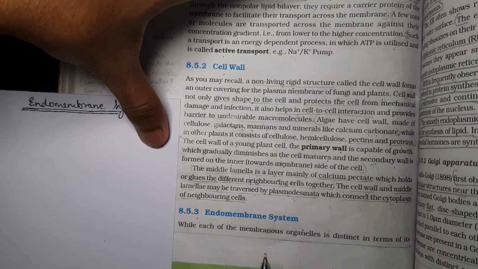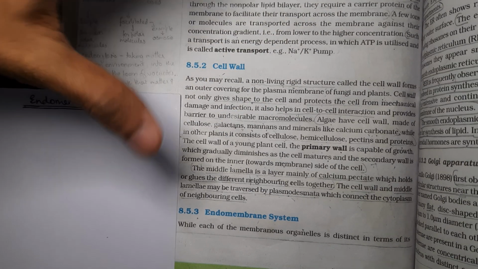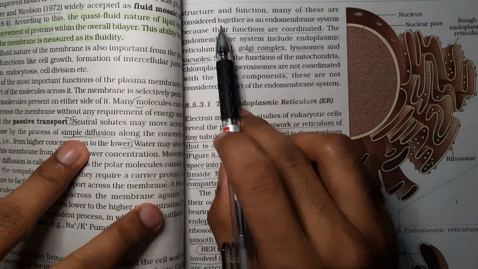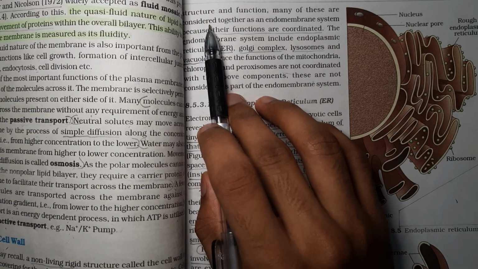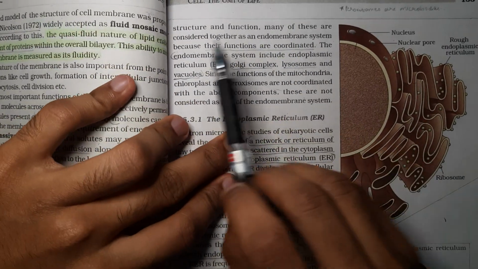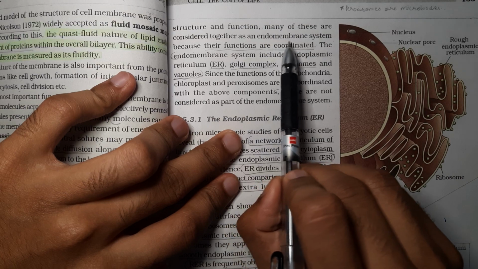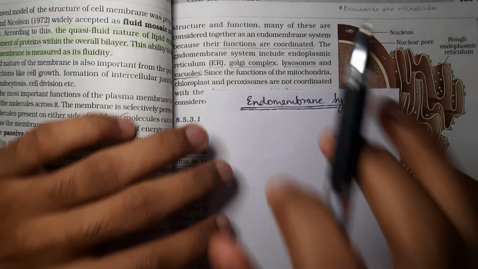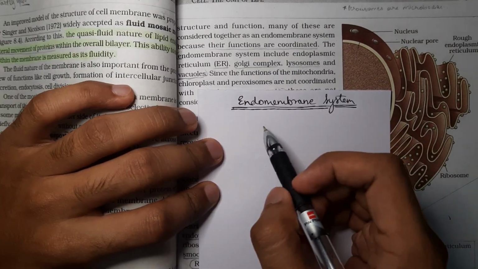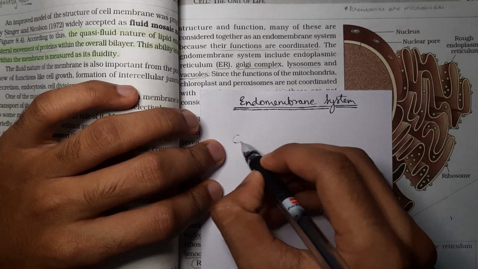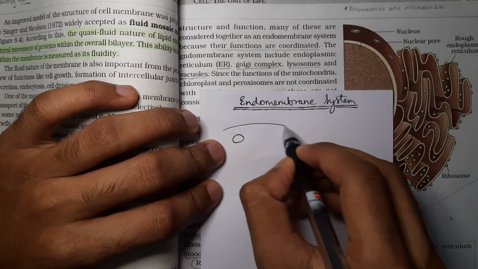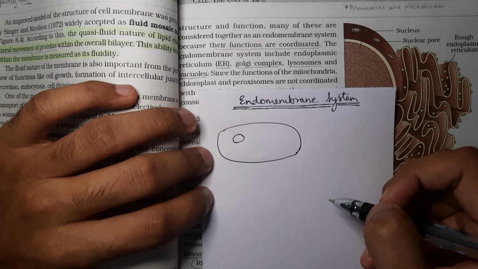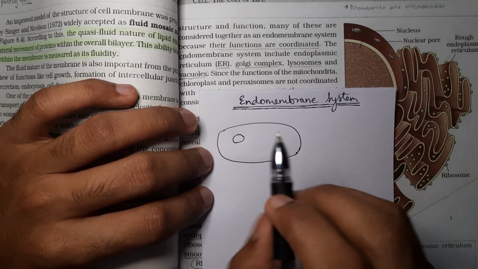So let's read. While each of the membranous organelles is distinct in terms of its structure and function, many of these are considered together as an endomembrane system because their functions are coordinated. So what they're trying to say here is that, let's say this is a cell. Which cells have membrane bound organelles? Eukaryotes only, right? No prokaryotes have membrane bound organelles.